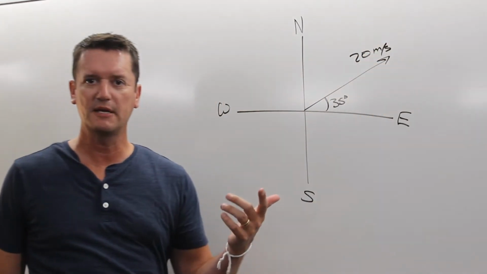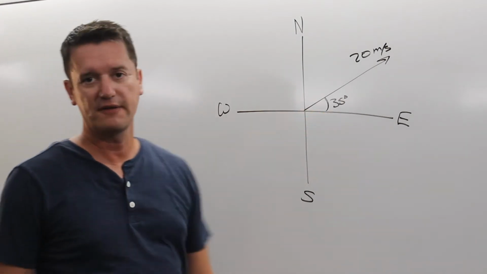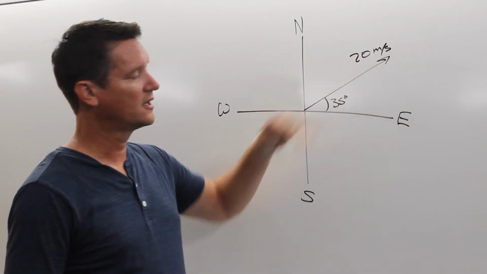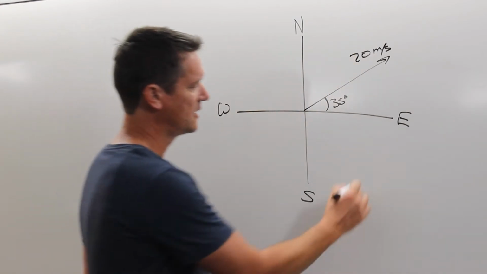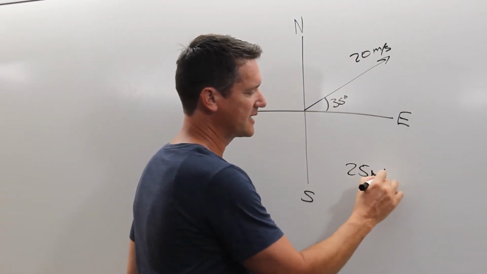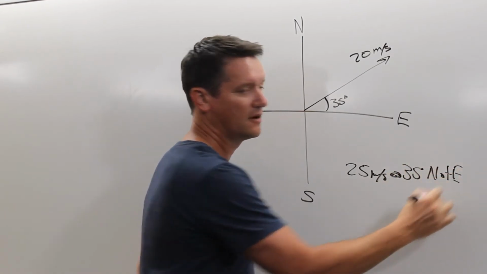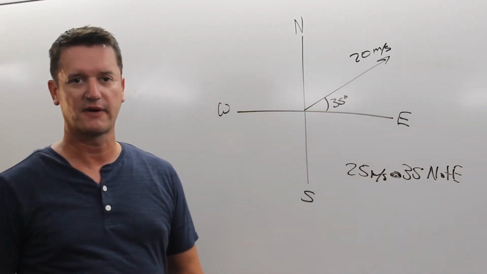I've got 25 meters per second at 35 degrees north of east. That's one way to say this. We would write 25 meters per second at 35 degrees north of east. That's one way to describe this vector.